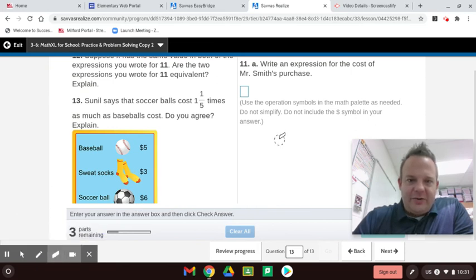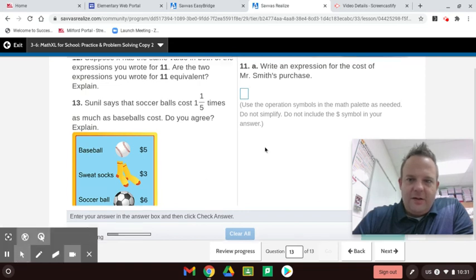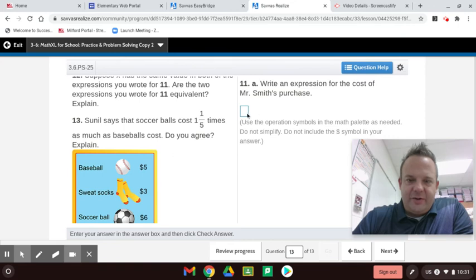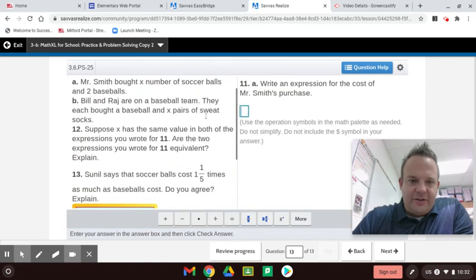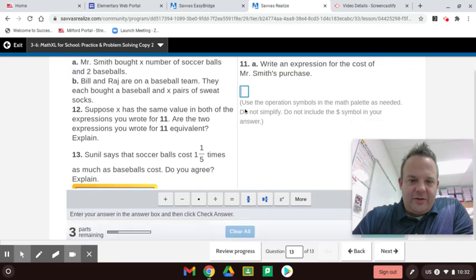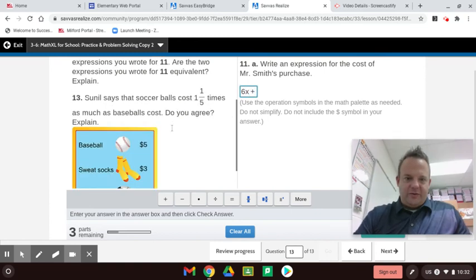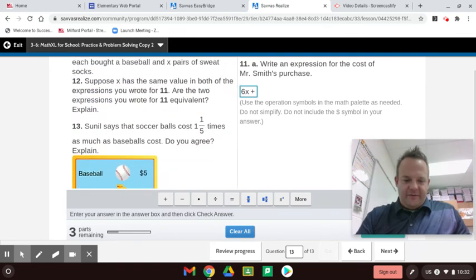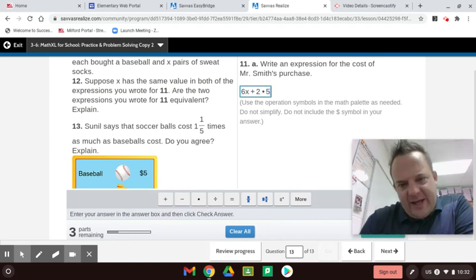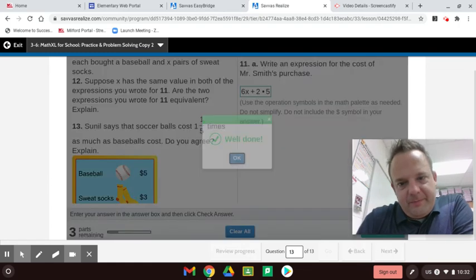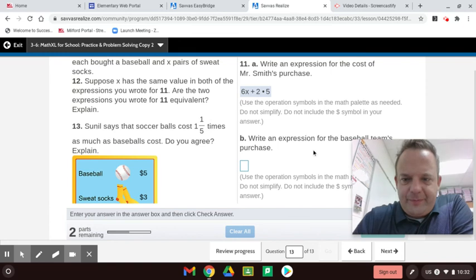So write an expression for the cost of Mr. Smith's purchase. Mr. Smith purchased X number of soccer balls and 2 baseballs. So soccer balls cost $6. So 6 times X plus 2 baseballs, 2 times 5. Now, I'm not sure if they want this or if they want 6x plus 10. Okay, I guess they would accept it both ways.